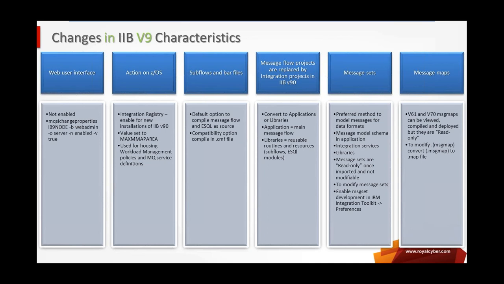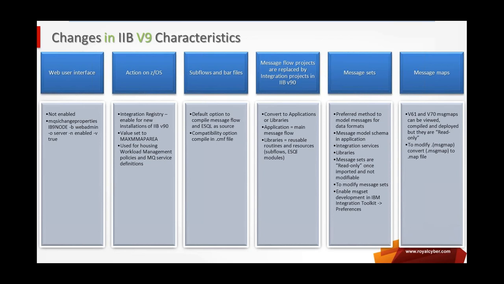The first thing I'd like to talk about is the web user interface. That is a capability introduced in an earlier version of Message Broker and well used by developers and admins. Now, if you migrate to IIB 9, this functionality is disabled by default. If you want to use the web user interface, you have to enable it. The command for enabling it is mqsichangeproperty, and you provide your broker name and the other options listed here: -b webadmin, -o server, -n enabled, and -v true. You have to use this command to enable the web interface.